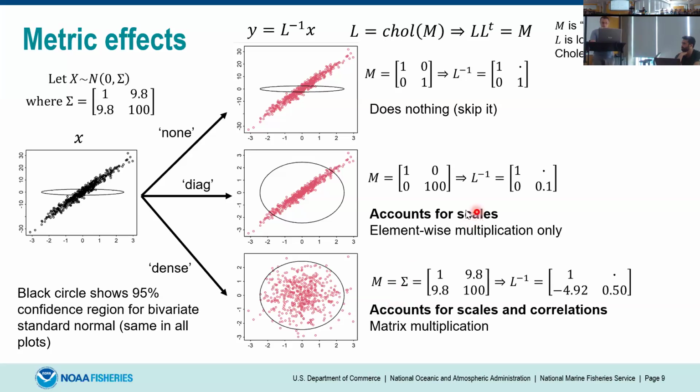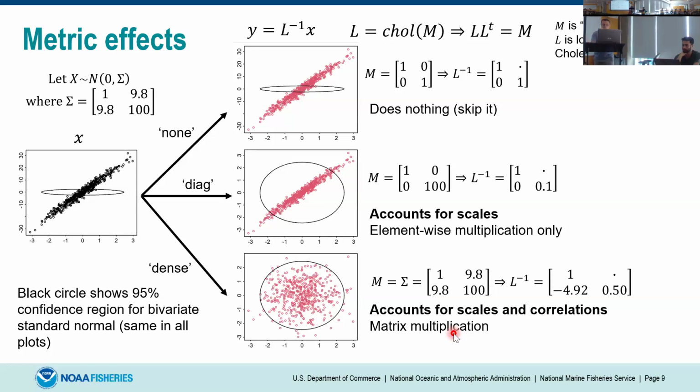A couple other observations. So this diag will account for scales, and it only does element-wise multiplication. So computationally, it's almost trivial to do. This one will account for scales and correlations, but is a matrix multiplication. And so that can be expensive as dimensionality increases.